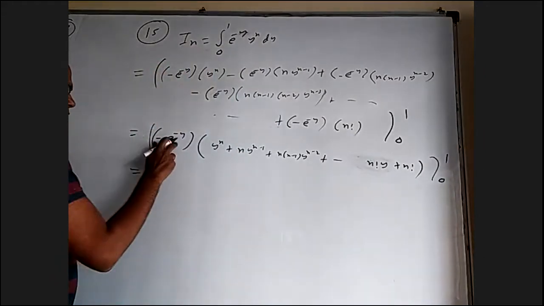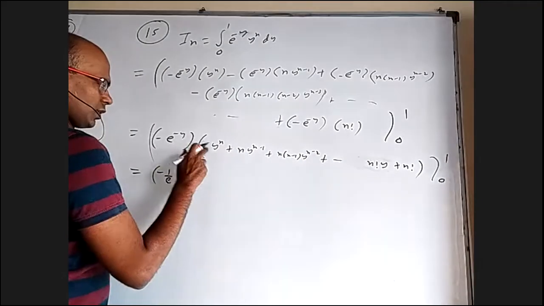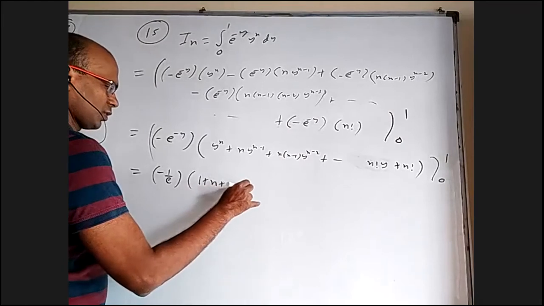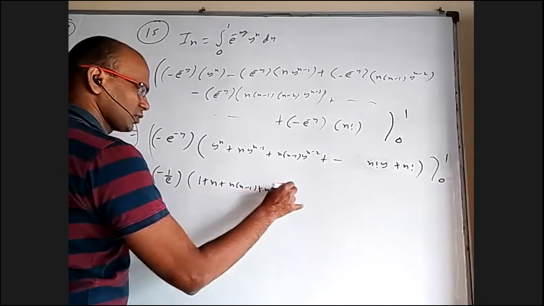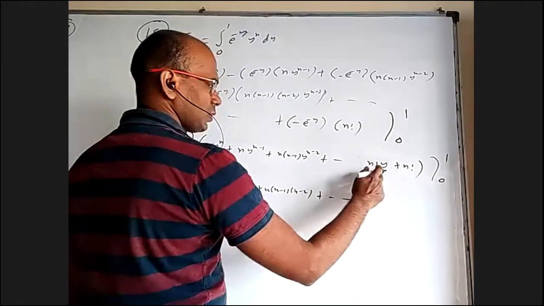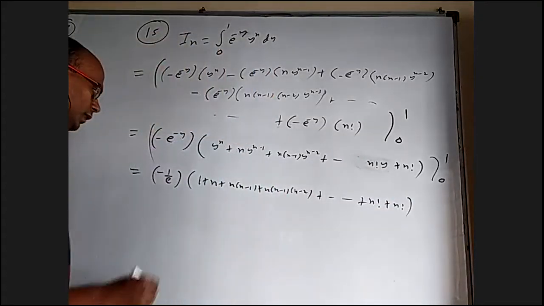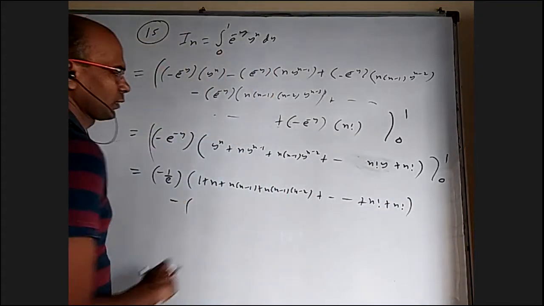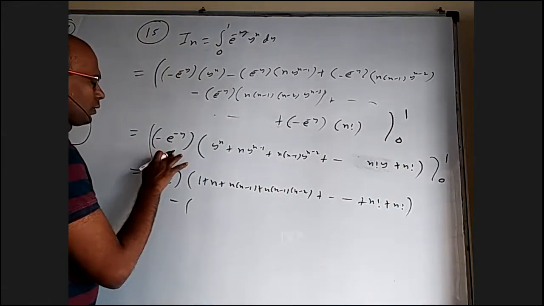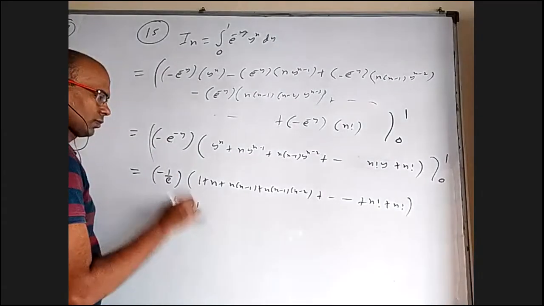When I put 1, it is minus 1 by e into, this will be 1 plus n into n minus 1 plus n into n minus 1 into n minus 2. So on, here n factorial plus n factorial, one more time. Minus, when I put 0, all these will be 0 except this. So this will be 1. So minus or minus 1 will be plus n factorial.